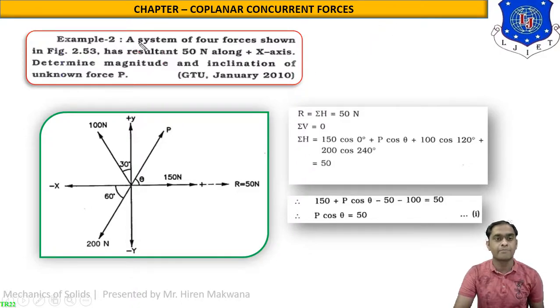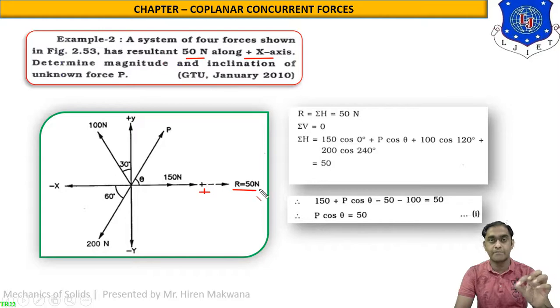What is given in the data? A system of 4 forces shown in figure has resultant 50 Newton. What is change? Here the resultant is already given to us, which is 50 Newton along positive x-axis. So you can see in the figure that along positive x-axis the resultant is 50 Newton.